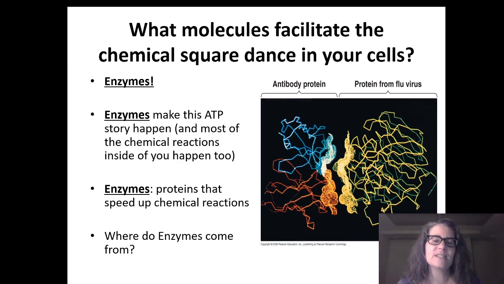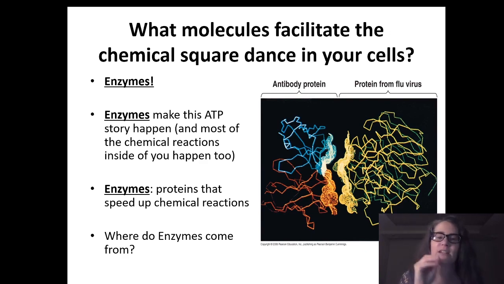Now, what kind of molecules facilitate this ATP story or all the chemical reactions that are happening inside your cells? I think of it like a square dance, where it's like swing your partner round and round. Your chemicals have to interact, and sometimes those interactions have to be facilitated, enhanced, or encouraged. The chemicals that do these kinds of facilitations are called enzymes. Enzymes are proteins. They're going to make the ATP story happen. A full suite of enzymes work to make cellular respiration happen.